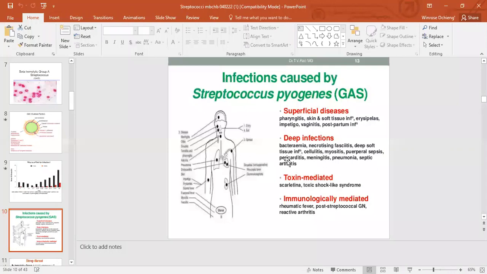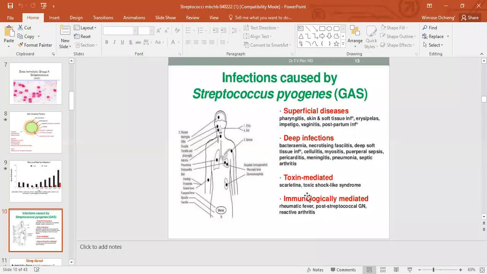So the list is here. We'll also send these notes to you to be able to see. We have toxin mediated. Remember, we have said that they are able to produce exotoxin that can lead to damage of the tissues and lead to even toxic shock syndrome, which we know sometimes is fatal.